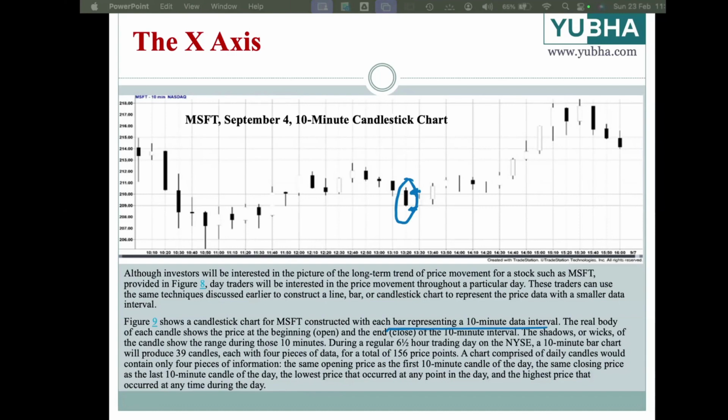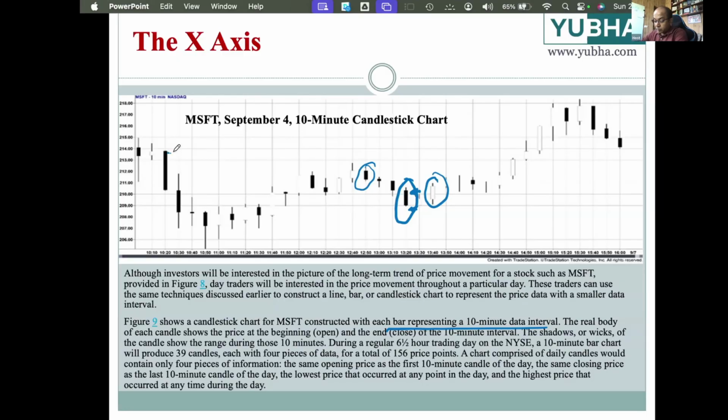Anybody? Lower, right? So white bars are the ones that are showing that the markets have moved up. Black bars are the ones that are showing that the close is lower than the open.